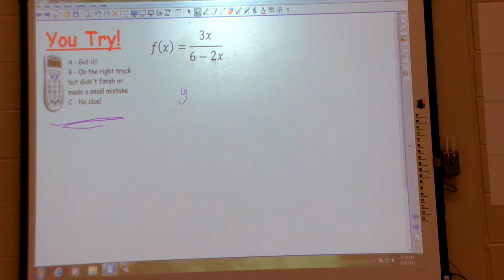Okay, so I'm going to set that equal to y. Put it over 1. I'm going to cross multiply. So I have 3x equals 6y minus 2xy. I need all my x's on one side, everything else on the other. So I'm going to take this over. So I have 3x plus 2xy equals 6y.